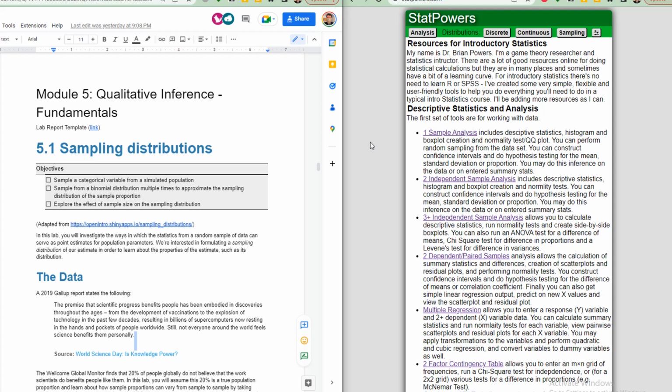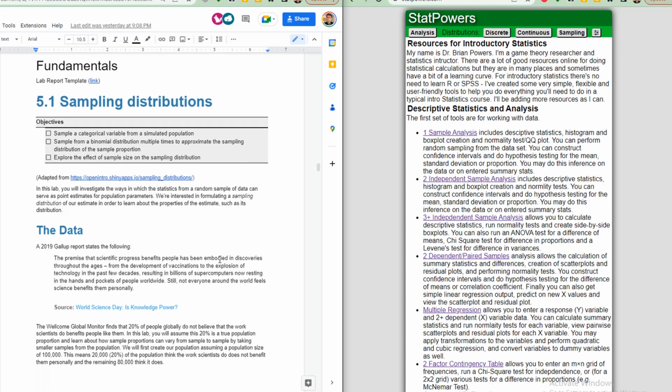Hi everybody. In this video we're going to walk through the lab for module 5. We're going to walk through all of these labs, and this is going to be kind of a tutorial. We'll be walking through StatPower as some of the documentation is lacking right now, and so we'll just follow along, and you'll see a walkthrough of what we need to do.